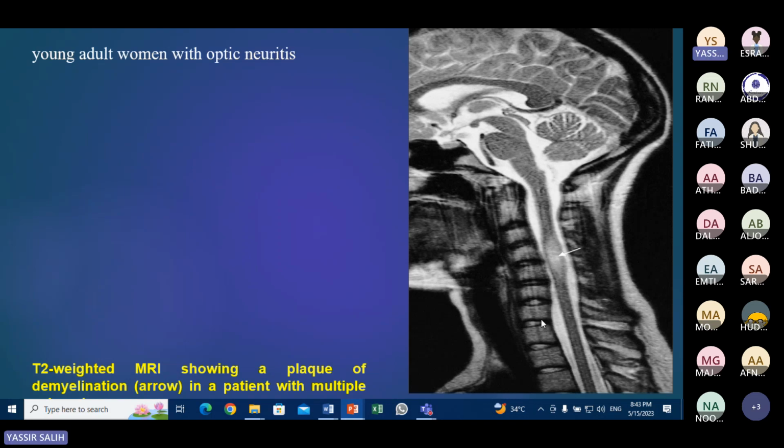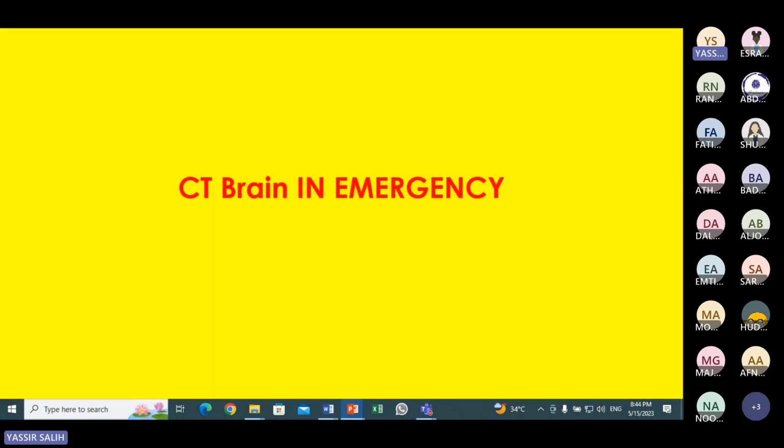Is this MRI T1 or T2? T2, as the CSF is bright, so it is T2. There is a lesion here. This lesion is ill-defined and elongated, like an oval, elongated with ill-defined margin. We are not even able to define its margin. This is MS, multiple sclerosis. Multiple sclerosis is always an elongated, ill-defined lesion.